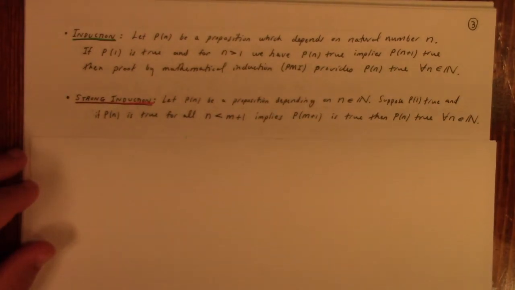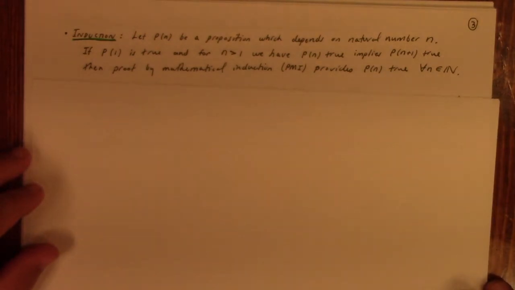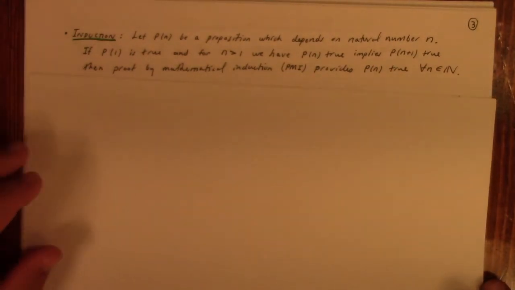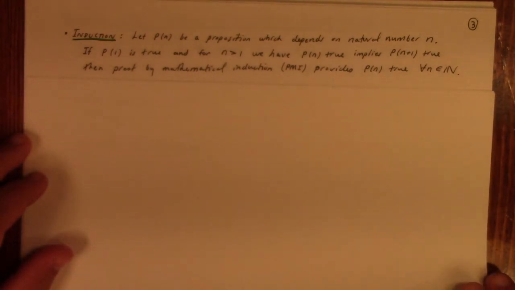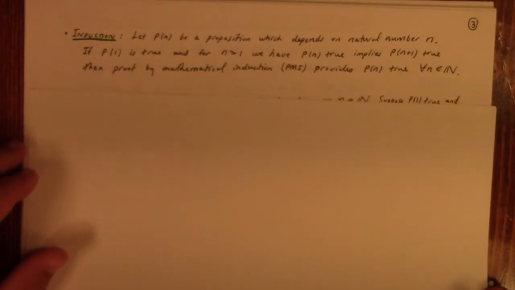Induction is sometimes called weak induction. All of these things concern a proposition which is either true or false for all natural numbers. With regular induction, you show that the first case is true, and then you assume that it's true for n and show it's true for n plus 1. If you can do that, then proof by mathematical induction provides that p of n is true for all n.